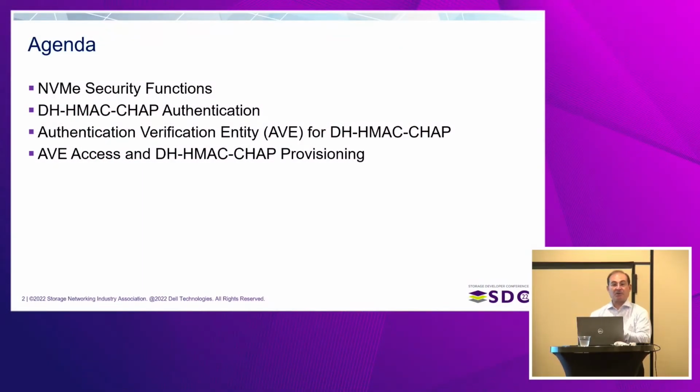So this is our agenda. We will first take a look at the currently defined security functions, and then we will dive into them, looking specifically at DH-HMAC-CHAP authentication, and how that is helped by an Authentication Verification Entity. And then we will see how this Authentication and Verification Entity, or AVE, can be accessed, and how that simplifies the provisioning for DH-HMAC-CHAP.